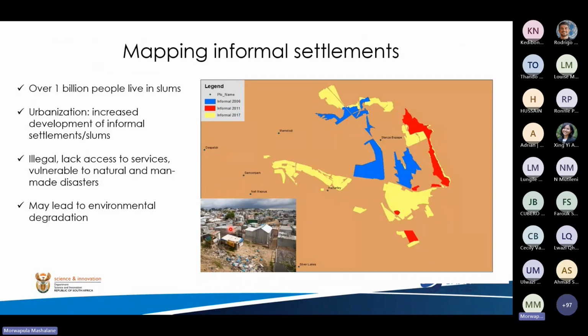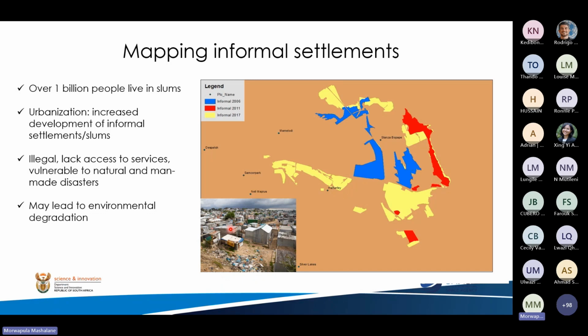Another phenomenon which we have in South Africa, and I believe across the world, is called informal settlements. In other parts of the world, I'm just not sure if the definition quite matches, they are defined as slums. In South Africa, we call them informal settlements because they haven't been formalized. Globally, over 1 billion people live in slums. Urbanization increases the development of informal settlements, or slums, as people from across the globe move to city centers in search of better opportunities in terms of work, and better access to services, hospitals, schools, and so forth.